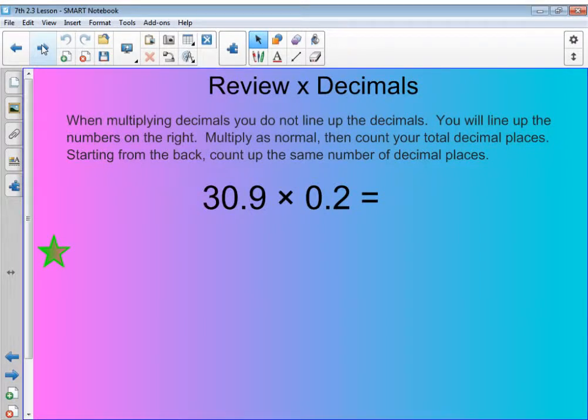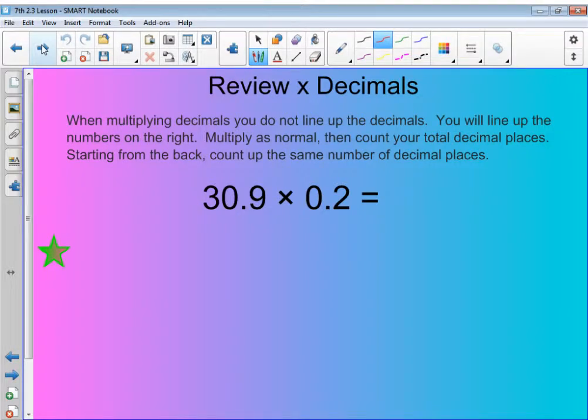So today we're going to review the rules for multiplying and dividing decimal numbers. Whenever you multiply decimal numbers, you do not have to line up the decimals. You'll line up the numbers on the right-hand side and then multiply as normal. In the end, when you have your final digit answer, you'll count the number of decimal places in your original factors, and that's how many decimal places should be behind your decimal.